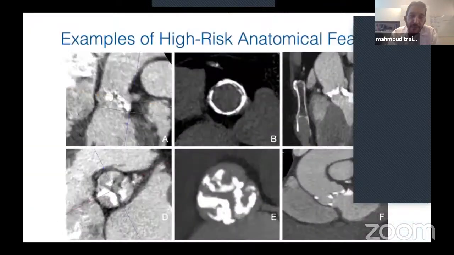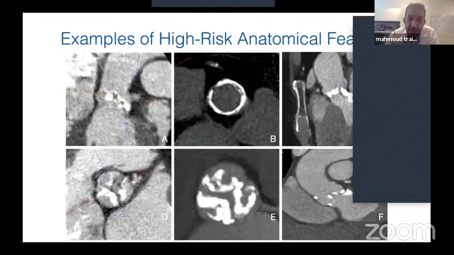Now, what are some examples of high-risk anatomical features? Low coronary height, for example, as you can see in A and D, is an important issue with TAVR, possibly leading to coronary obstruction. Bicuspid valves with calcified raphe and heavy leaflet calcifications are high-risk anatomy. As we look at the C and F pictures there, the presence of severe LVOT calcium is a risk for rupture, and complications with TAVR valves are important to evaluate.